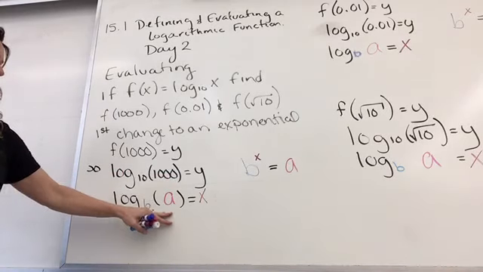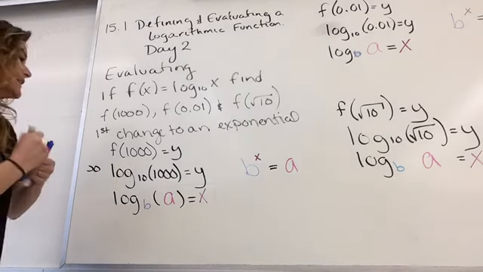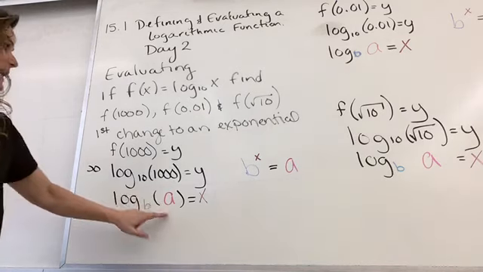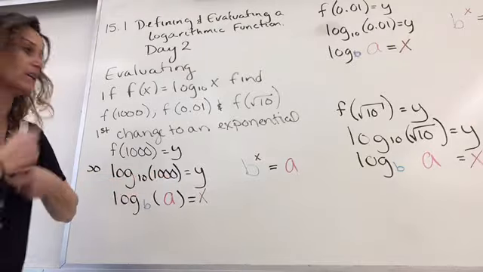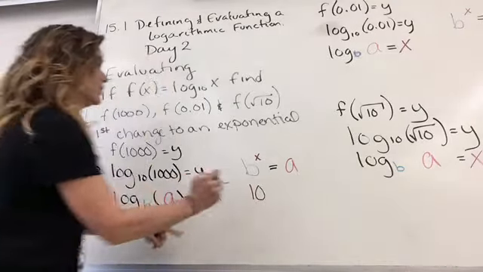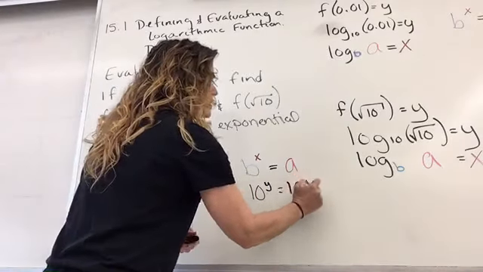So we have log base b of a equals x. We practiced this yesterday for a reason. Now, that also gives us that base b is 10, a is 1,000, x is y, and we're going to plug that in. So we get 10 to the y is equal to 1,000.